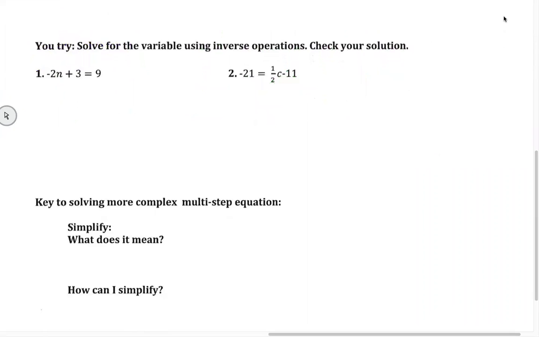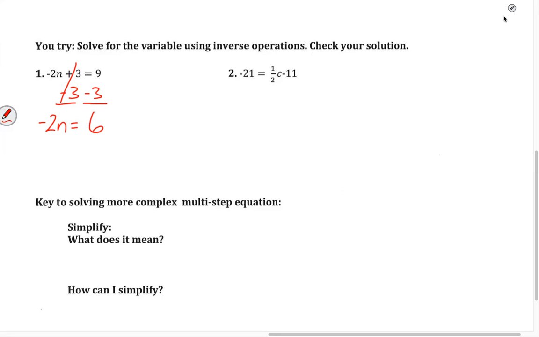So let's look at number one. Number one says negative 2n plus 3 equals 9. So first thing I need to do, all right, Cody, you there? Cody. All right, first thing we need to do is subtract the 3, because I want to get rid of the addition first. So I subtract the 3. Notice I'm working down the page. So I have negative 2n equals 6.